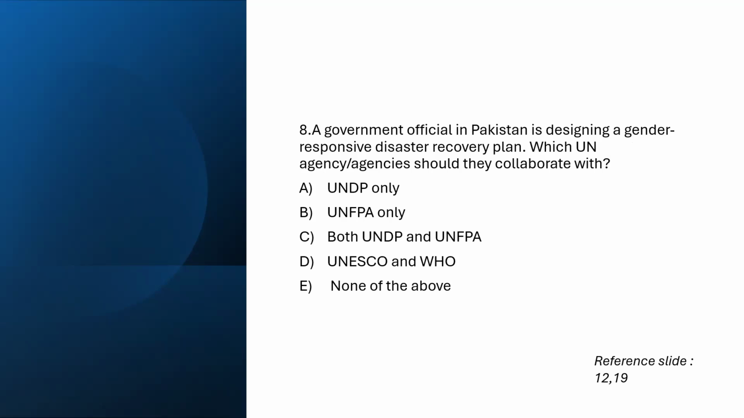MCQ number 8. A government official in Pakistan is designing a gender responsive disaster recovery plan. Which UN agency or agencies should they collaborate with? A. UNDP only. B. UNFPA only. C. Both UNDP and UNFPA. D. UNESCO and WHO. Or E. None of the above. C. Yes, it is both UNDP and UNFPA.